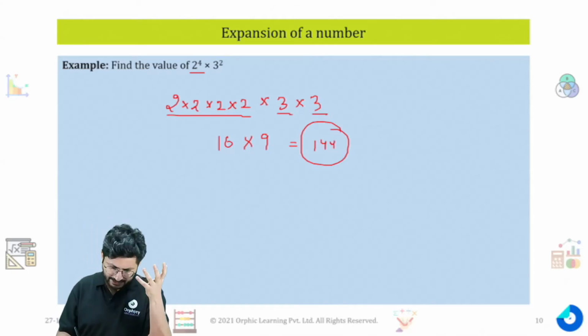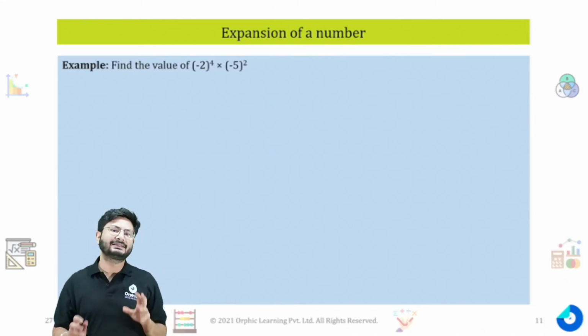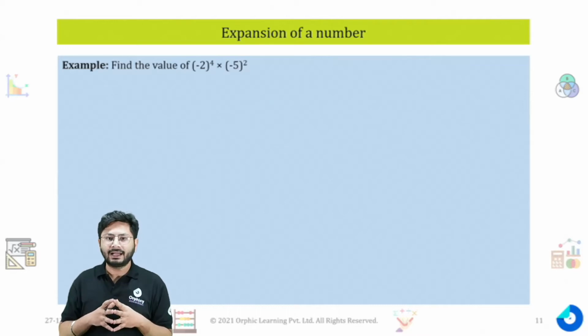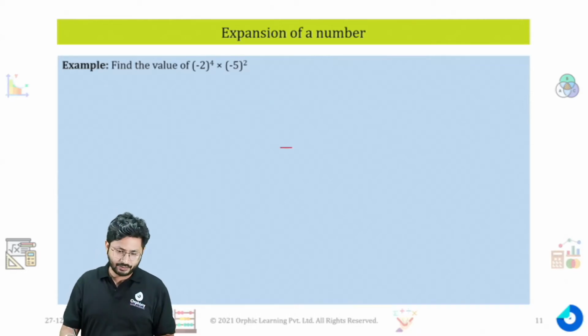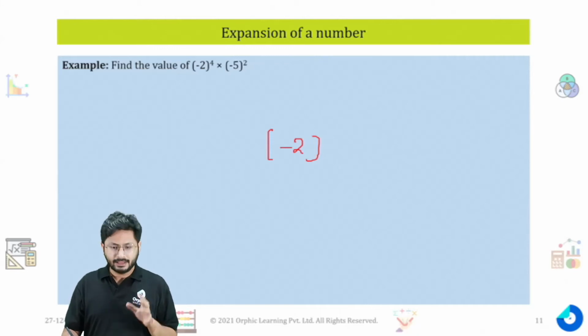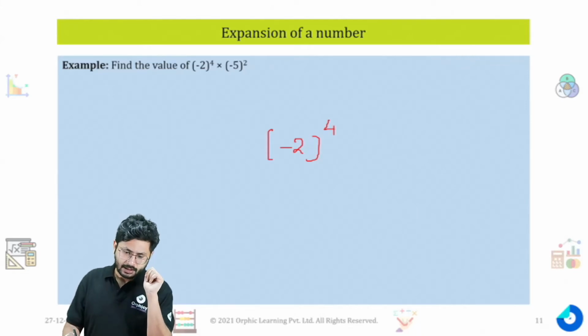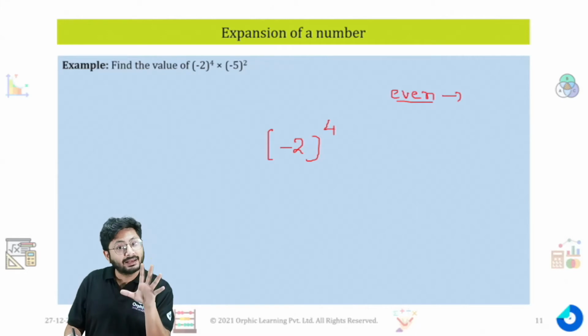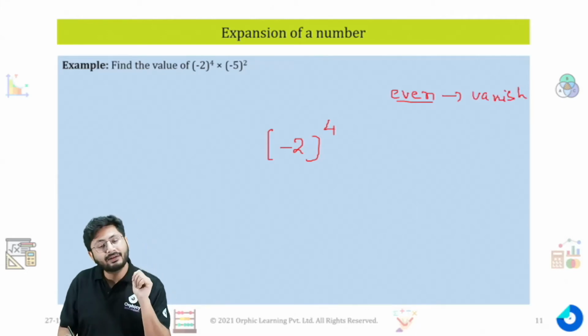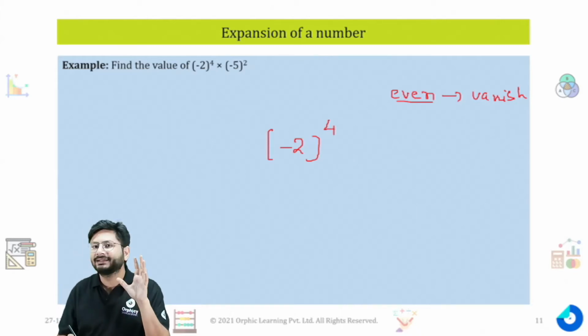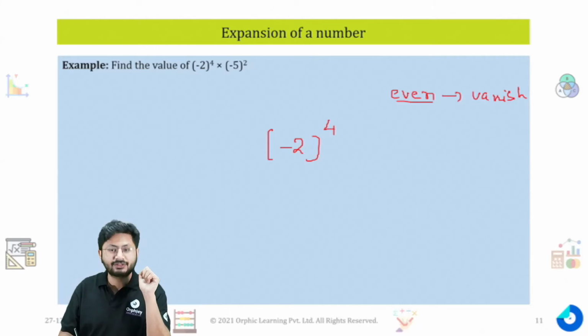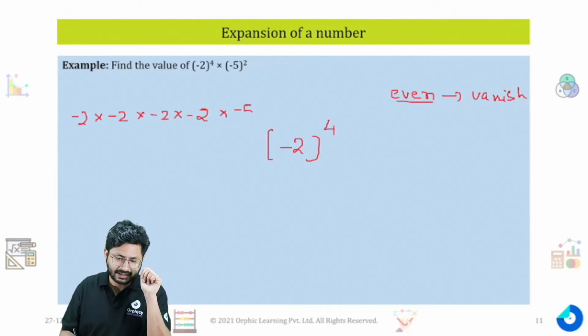Okay. Now one more question, let's do. In this question we need to remember one thing: if there is a negative sign, any negative sign, and you put any number over it, let's say take the example of -2. Now if this -2 is raised to the power 4, then on a negative number, an even power makes the negative vanish, and on a negative number an odd power, it remains as it is. Why does this happen? Let's see. So this -2 to the power 4 can be written as -2 -2 -2 -2, and -5 to the power 2 can be written as -5 -5.